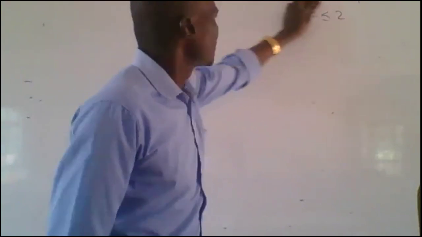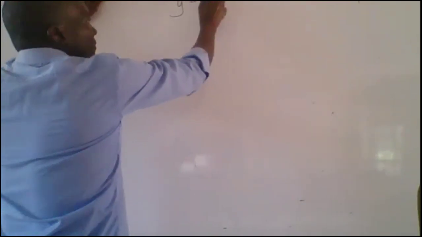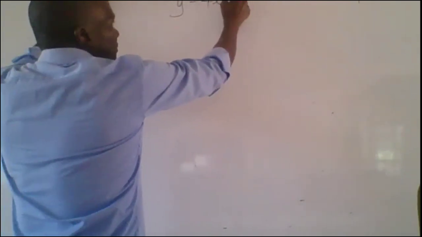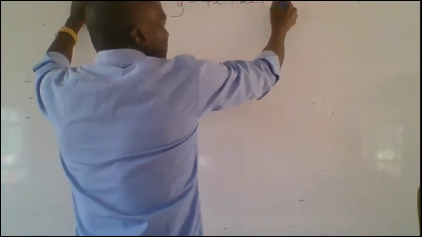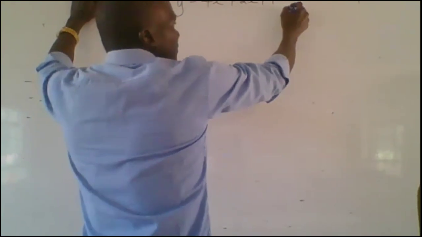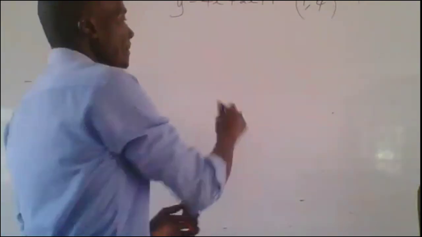Fiona? I have a question. Yes, Fiona. Give the equation of the normal to the curve y equals 4x cubed plus 2x plus 1 at the coordinates (1, 4), in the form y equals mx plus c.